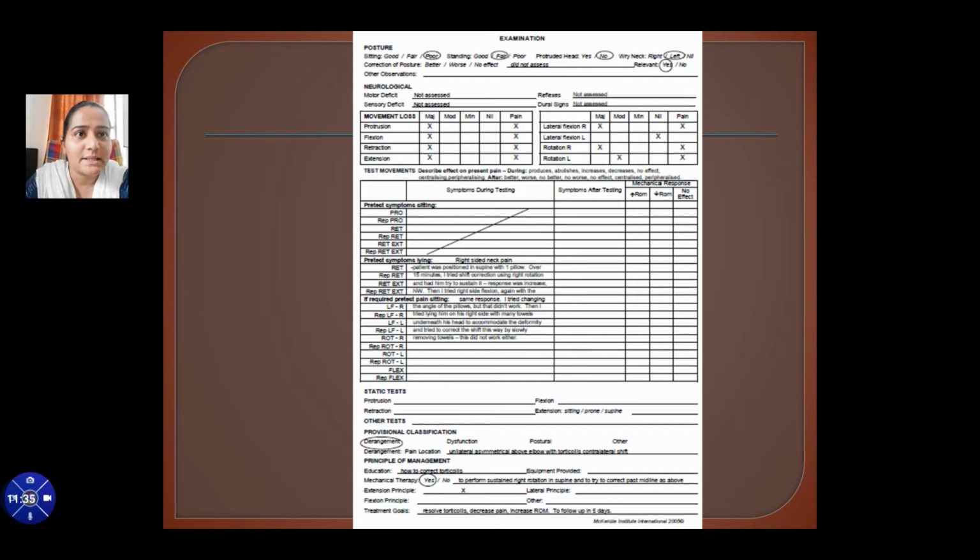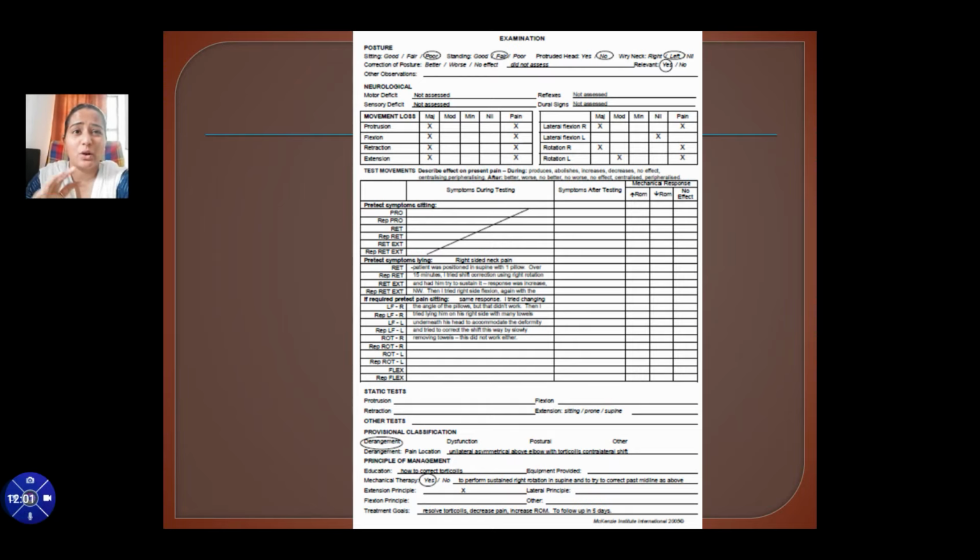So we have to do the protrusion movement, then repeated protrusion movement, then extension, then repeated extension movement, then flexion. Both the movements we have to check. Again we have to check for the lateral flexion, that is also called as side bending. So lateral flexion towards right and left, both the sides we have to check. Repeated lateral flexion on the right and the left side, both we have to check.